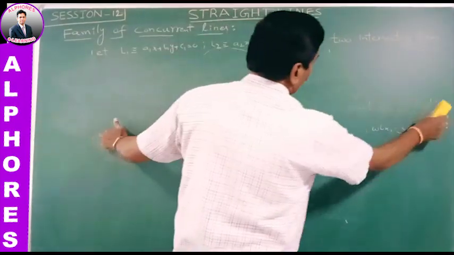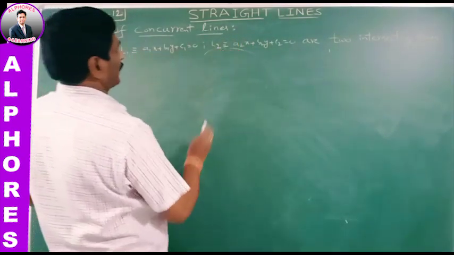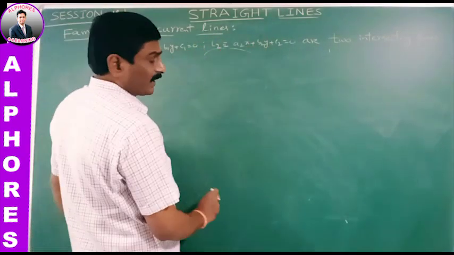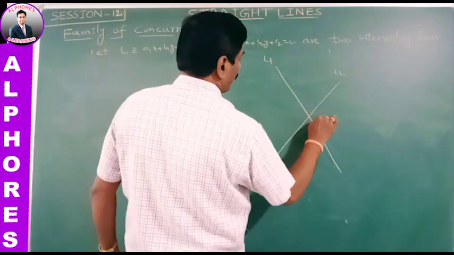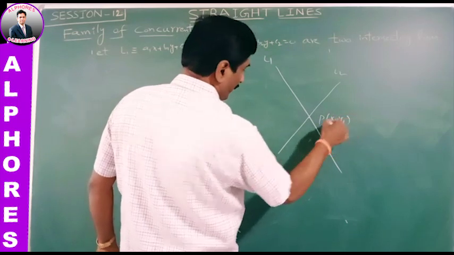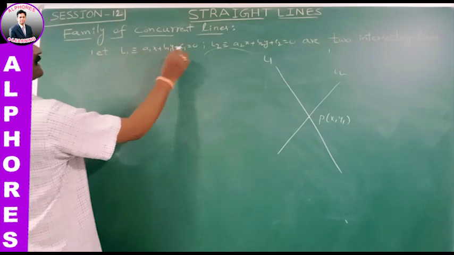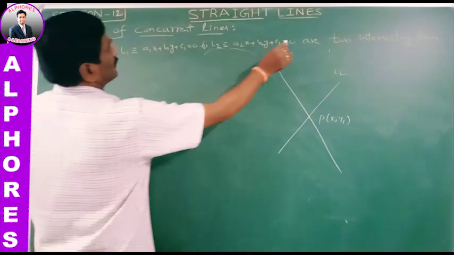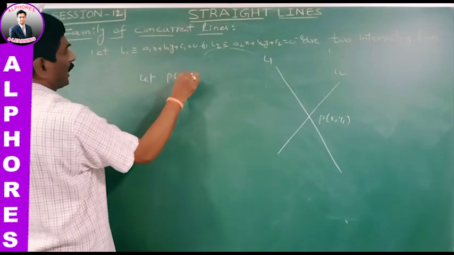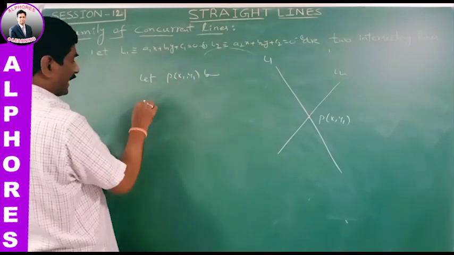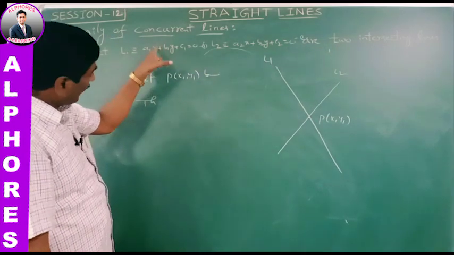Please observe these points. L1, L2 are two intersecting lines. L1 is this line, L2 is this line. Say these are intersecting, and P(x1, y1) is one of the points of intersection of the two lines. Here, the first line is this; say this is equation 1, this is equation number 2. Let P(x1, y1) be the point of intersection of the lines. Then automatically this point satisfies these lines, that means the lines pass through this point.